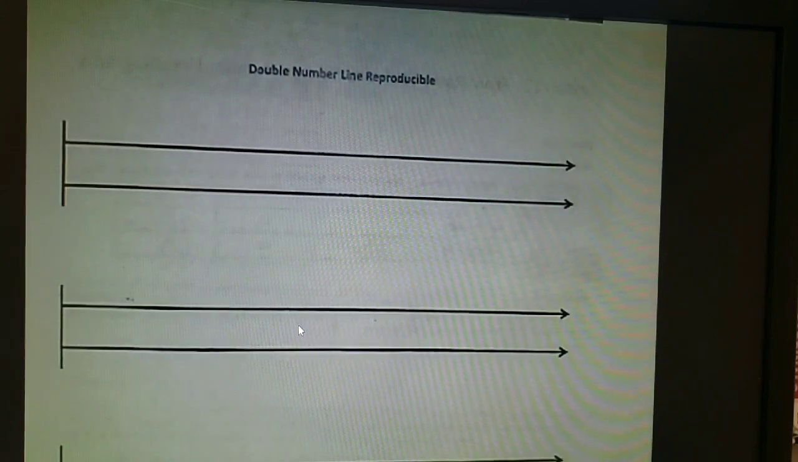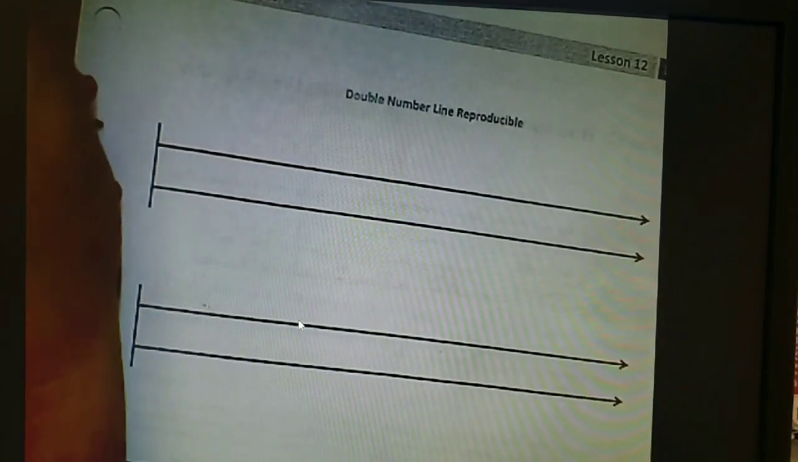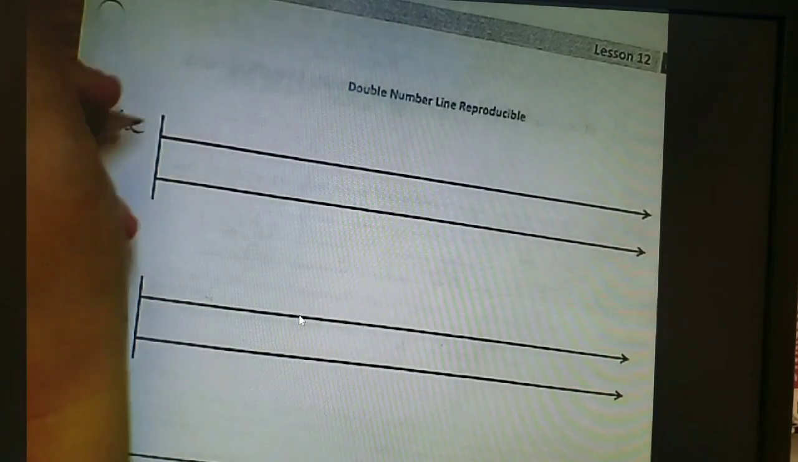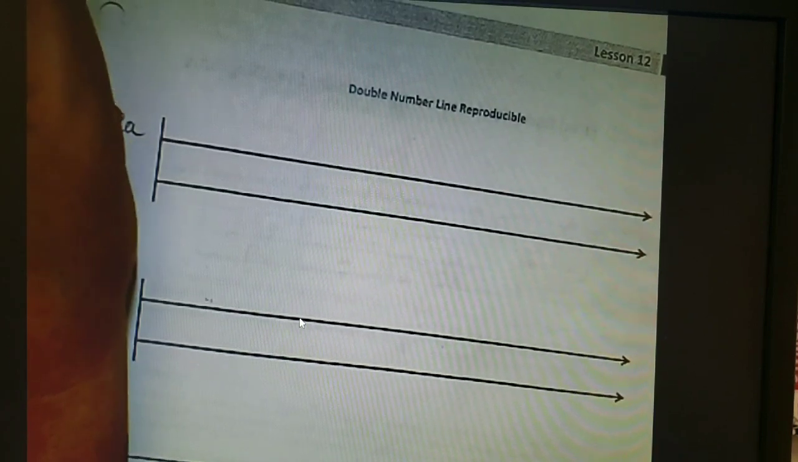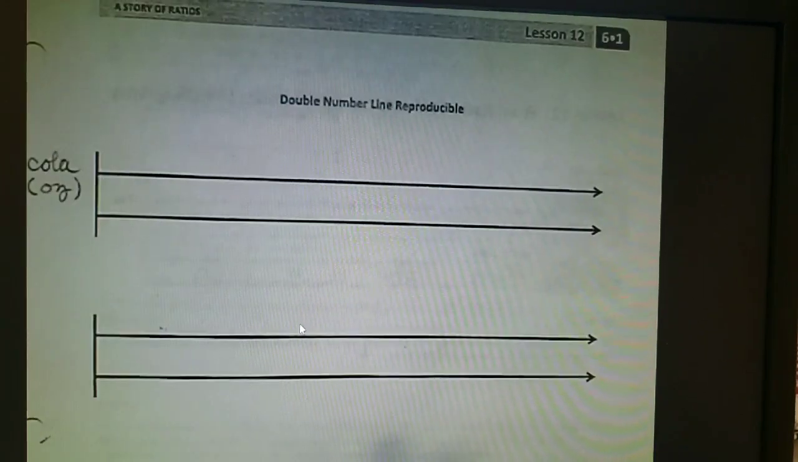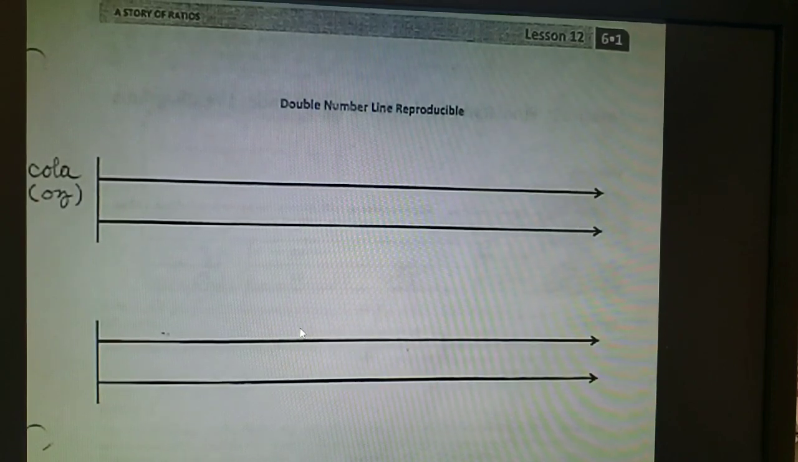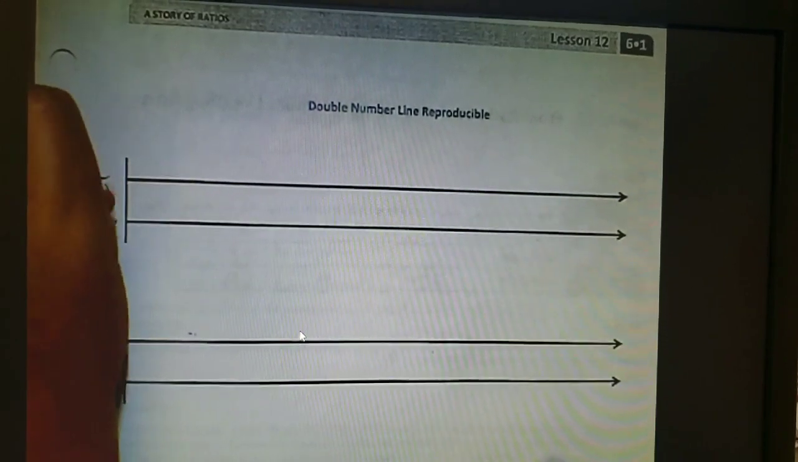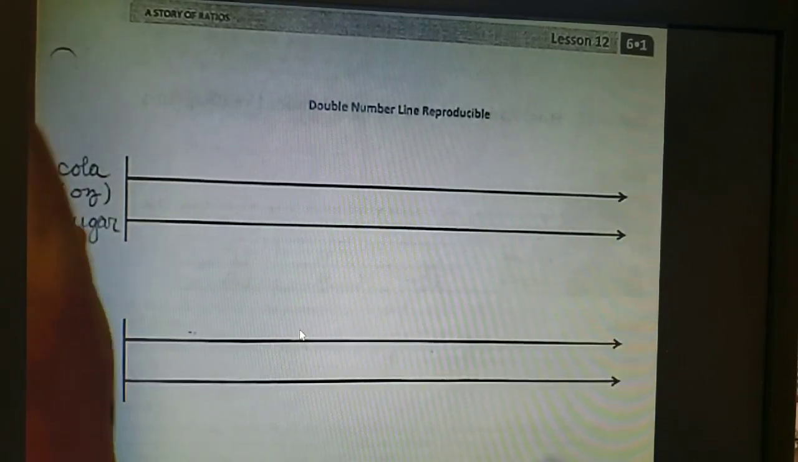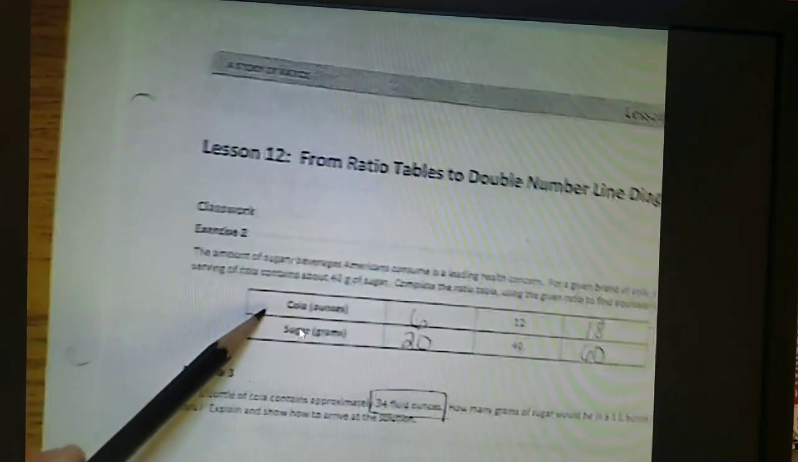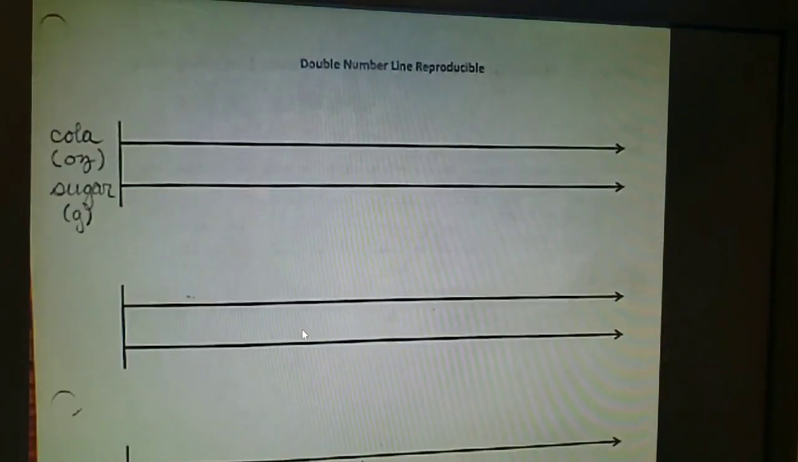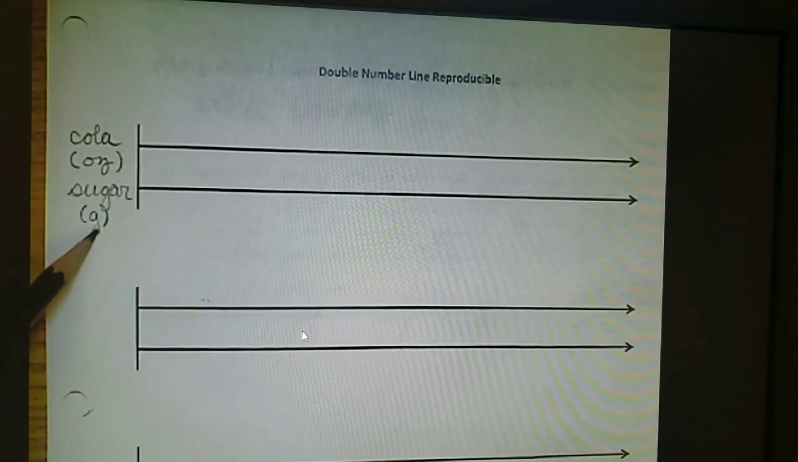When we're using the double number line, we want to go ahead and label. So our top line is cola. We also want to make sure we tell what we are measuring in. So on this, we measured in ounces. So it could be liters, it could be cups, whatever it happens to be. And then we're going to do sugar. And we are measuring in grams. Okay? And all I did was I took our table, cola in ounces, sugar in grams, okay, and I put those exact same labels on our double number line.